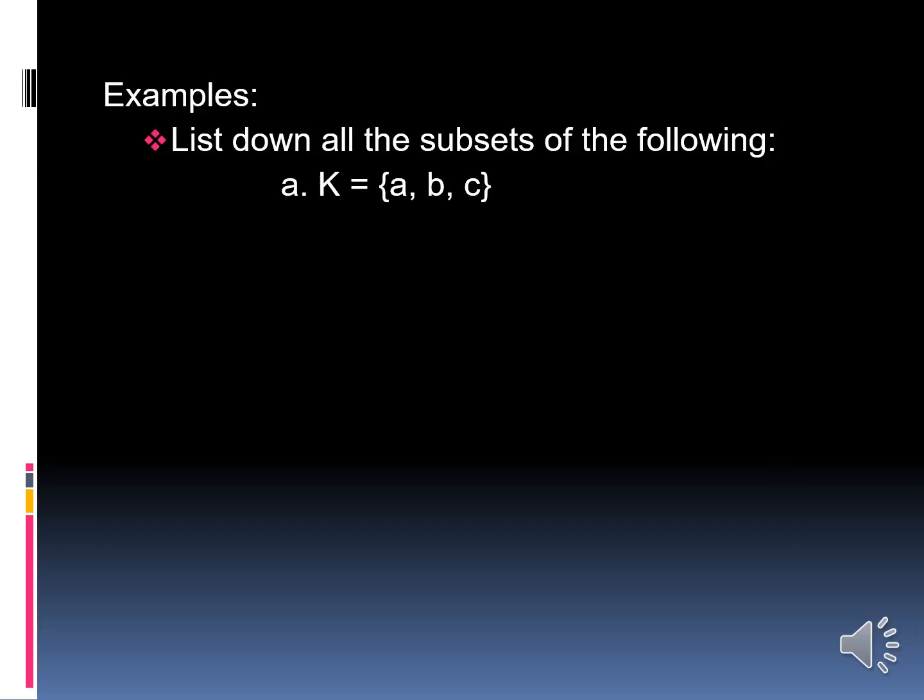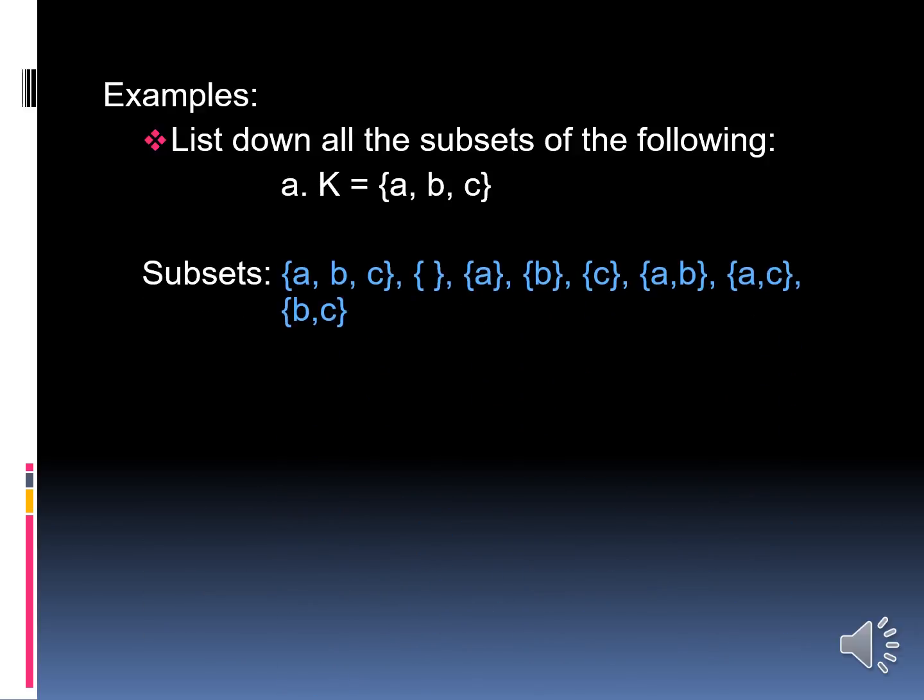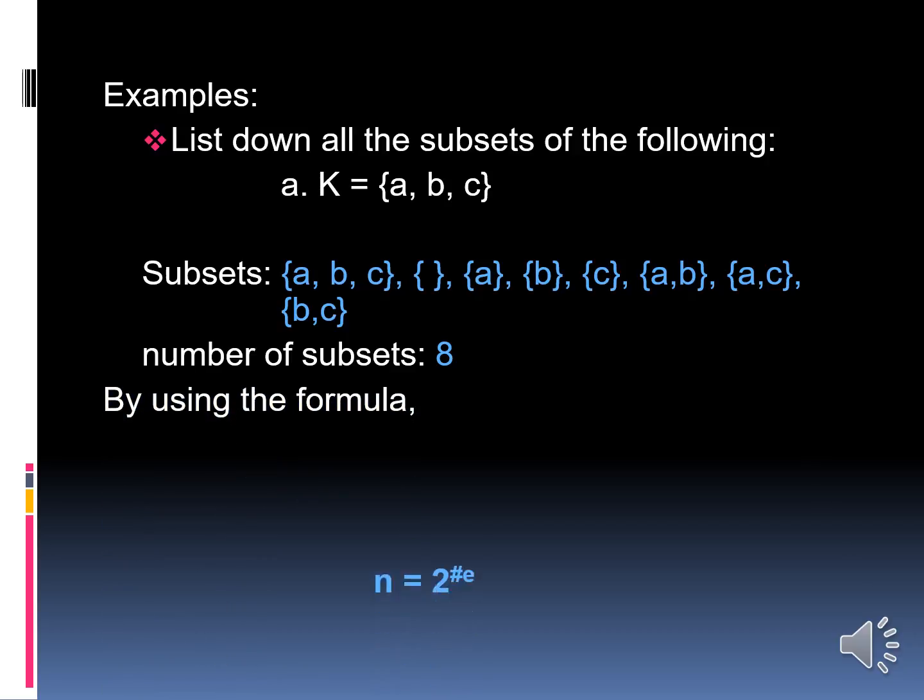K, which is an element of A, B, and C. So the subsets are A, B, C, the null set, AB, AC, and BC. If we count, we have 8 subsets. By using the formula, n equals 2 to the power of #E, this becomes n is equal to 2 to the power of 3. And 2 to the power of 3 means we multiply 2 by itself 3 times. So 2 times 2 times 2 is 8.